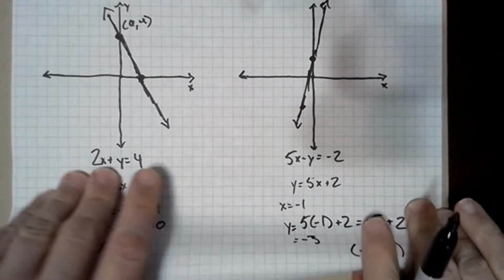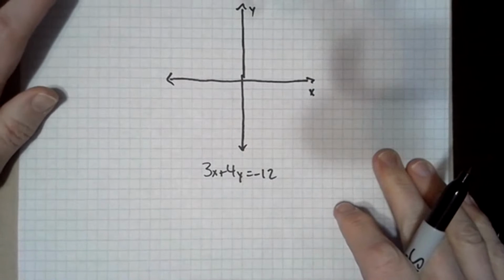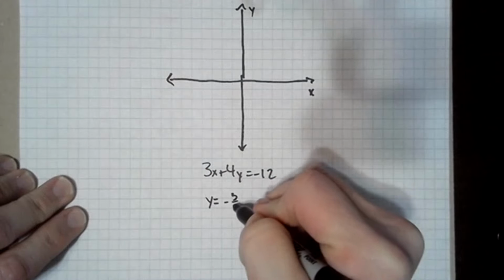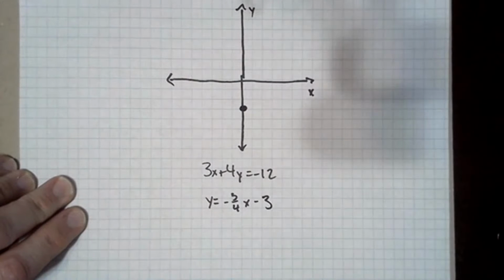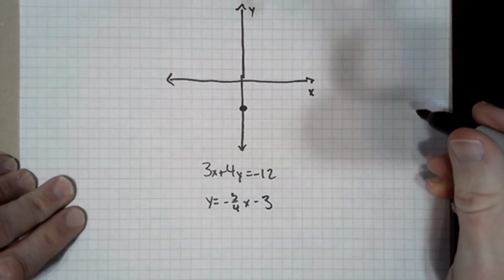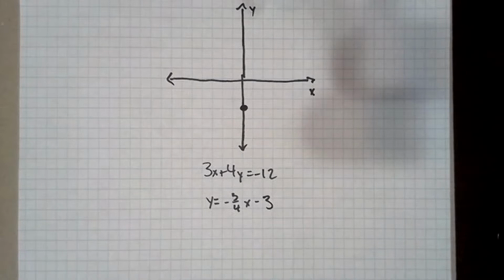Lastly, one more here. We have 3x plus 4y equals -12, and we saw that was equal to y equals -3/4 x minus 3, which gives us a y-intercept of -3. Now I'll pick a value of x to figure out our corresponding y value, and I want to pick one that's a multiple of 4 because that'll help us out a bit.